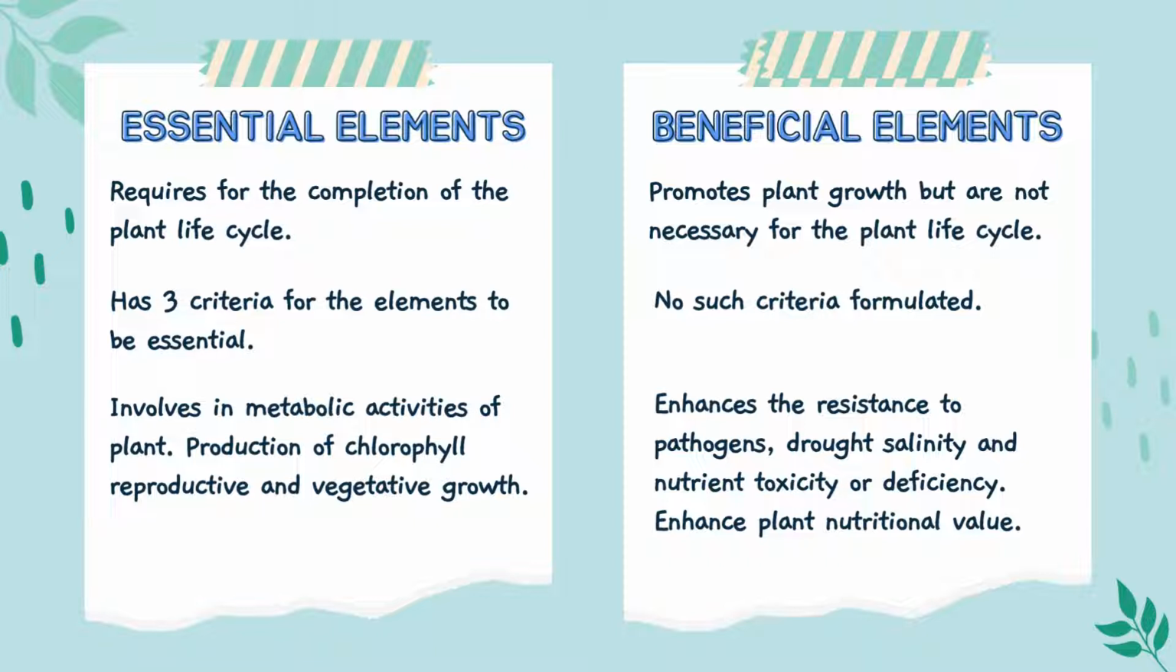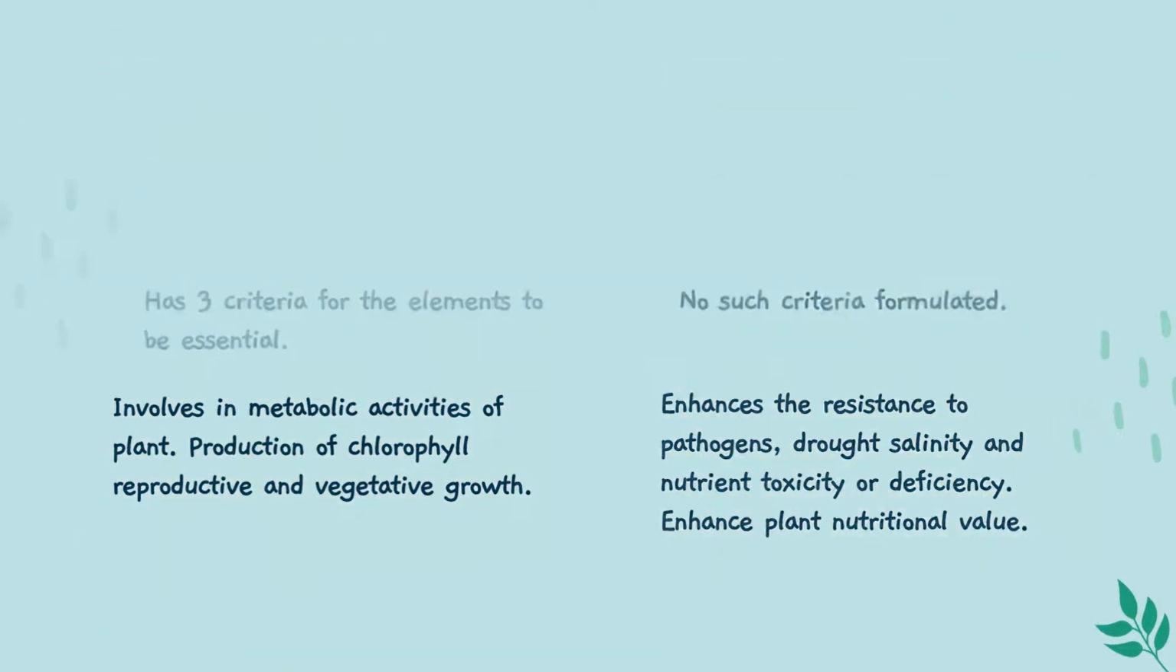Lastly, essential elements involve the metabolic activities of a plant. An example is the production of chlorophyll, reproductive, and vegetative growth. But in beneficial elements, it only enhances the resistance to pathogens, drought, salinity, and nutrient toxicity or deficiency. It enhances plant nutritional value. These are just some of the different functions between essential and beneficial elements.